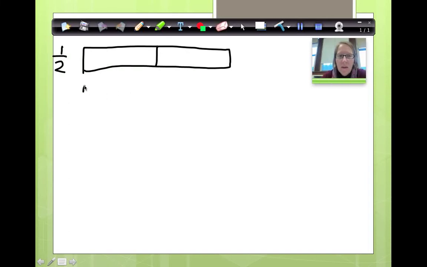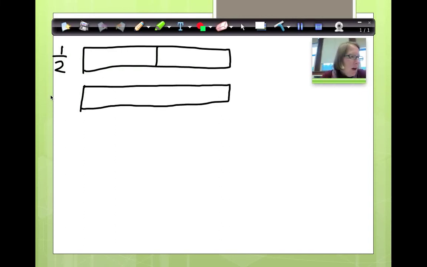Now I'm going to make another rectangle underneath it. Try to make it about the same length, about the same size. And this one I want to be thirds. 1/3 is my unit. So I'm going to kind of have to eyeball, remember? Okay, now I would like you to make another fraction strip. Make it about the same length.